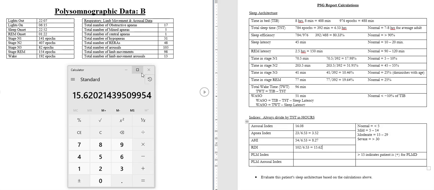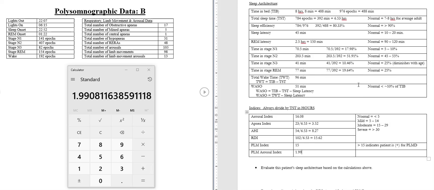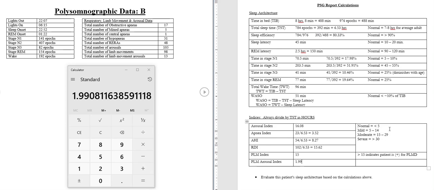PLM index is just 98. So total, oh, back over here, 98 divided by, again, your total sleep time in hours. So PLM index is 15. PLM arousal index, or number of arousals from the PLMs, is just 13 divided by 6.53. So 1.99 for this. I got all my numbers, and having all my numbers laid out for me right there now can help me to do my evaluation.